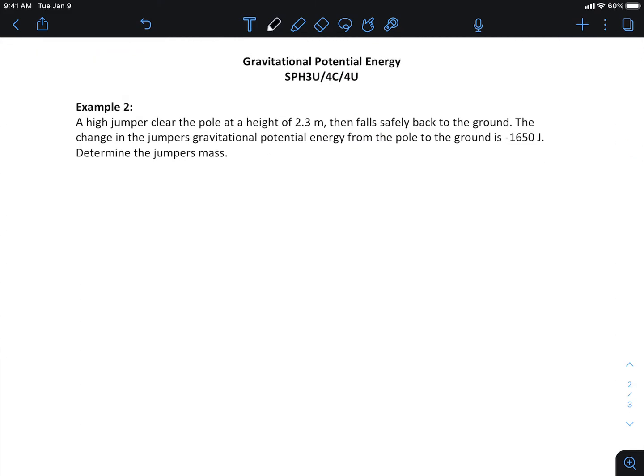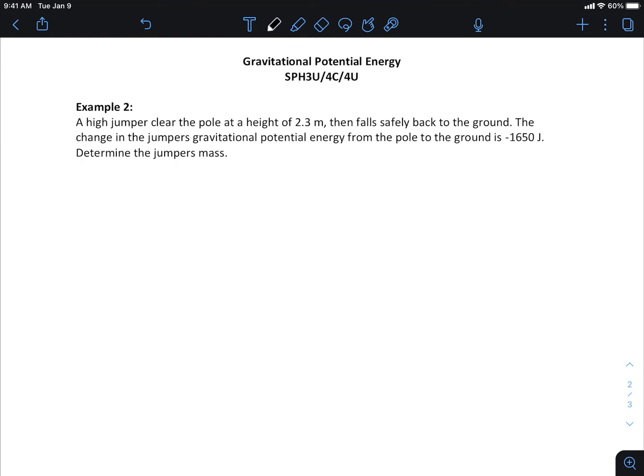A high jumper clears the pole at a height of 2.3 meters, then falls safely back to the ground. The change in the jumper's gravitational potential energy from the pole to the ground is negative 1,650 joules. We want to figure out what the jumper's mass was.